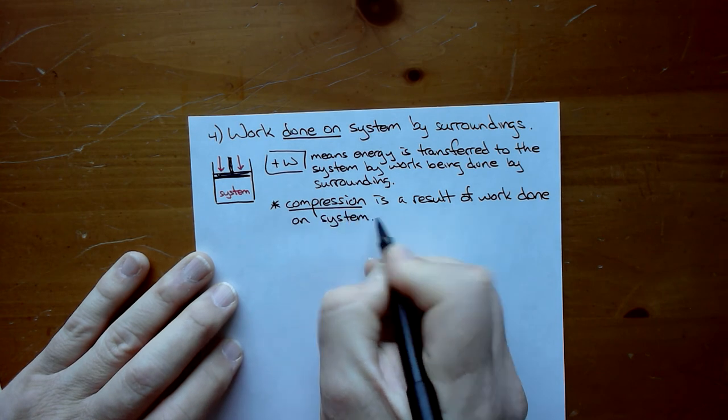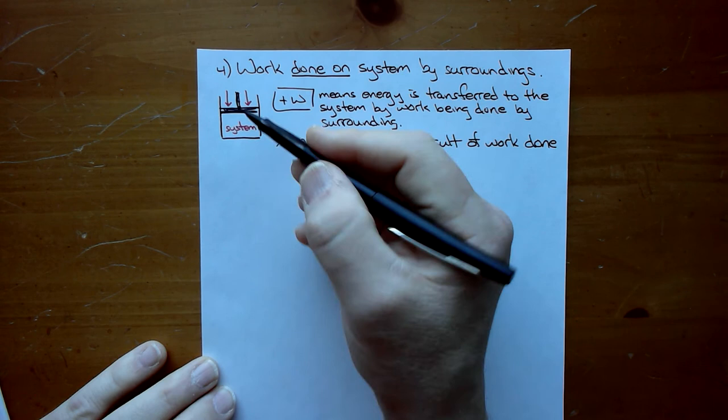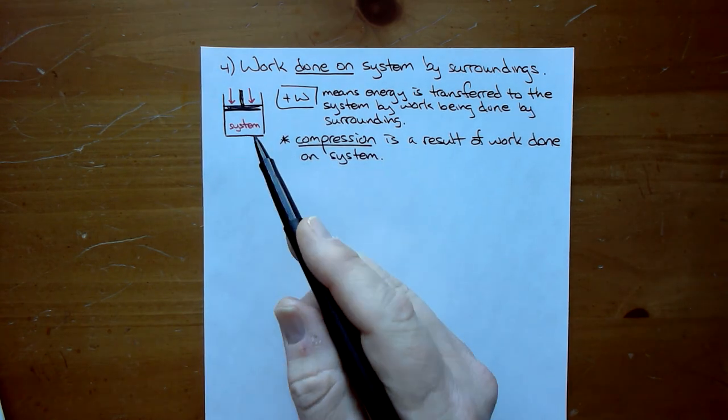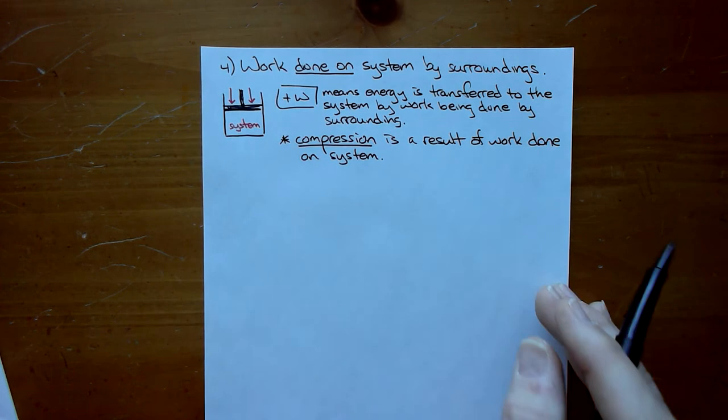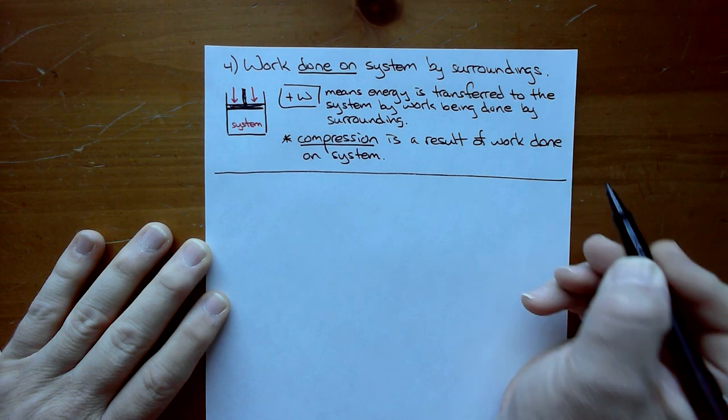Okay, and that's how our combustion engines work. That's how we get our cars to do what they need to do, because we're either doing work by the system or on the system, and our system would be a piston. So let's look at a table real quick of what these would look like.